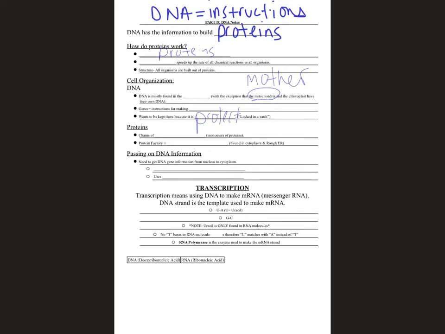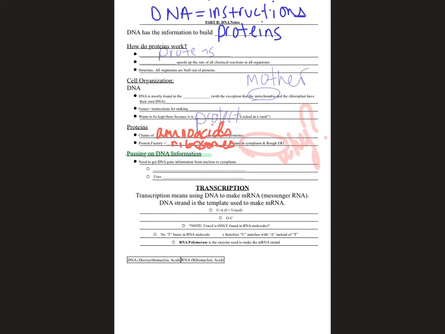Proteins: chains of amino acids made by a protein factory in the cytoplasm, and the protein factory equals the ribosomes, okay? So again, a monomer is just another word for building block. Amino acids are the building blocks for protein.